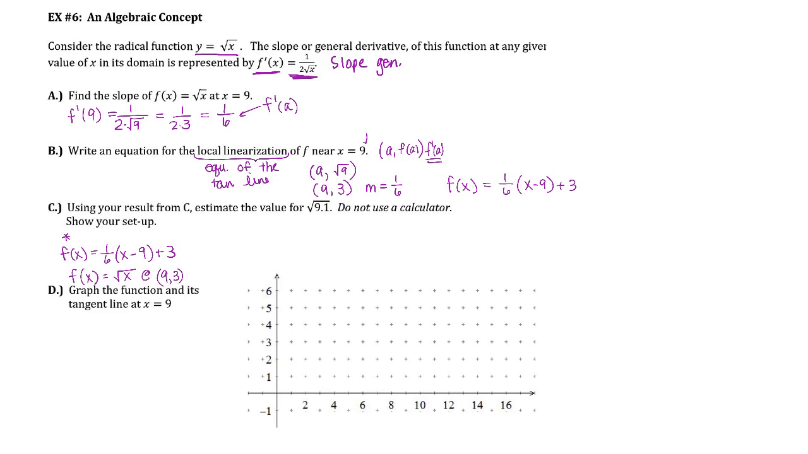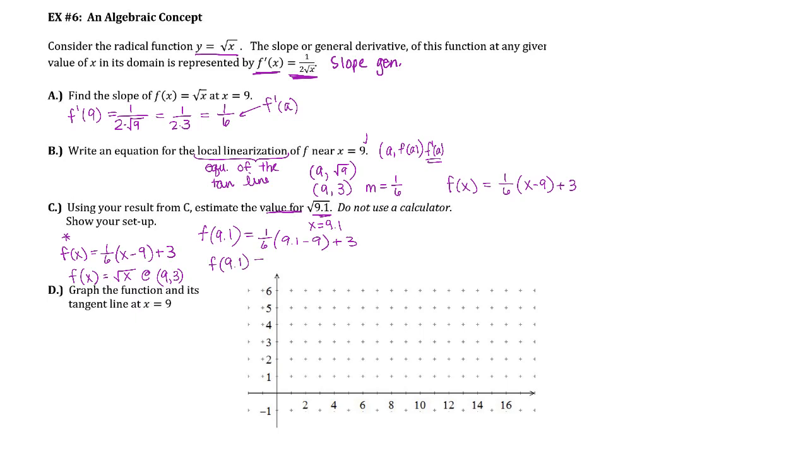So we need to keep that in mind. So really the x value is not the square root of 9.1. It's going to be what is underneath the radical. So x is 9.1. So really all this is asking us to do when it's asking us to estimate this value, it's wanting us to find f at 9.1. Well, we just wrote a great equation for that. And so we are going to sub in 1/6 times, in place of x, 9.1 minus 9, and then plus 3. So we can find out f at 9.1.